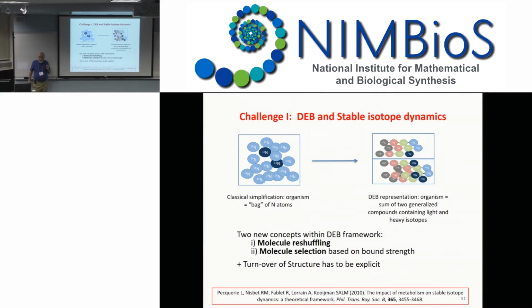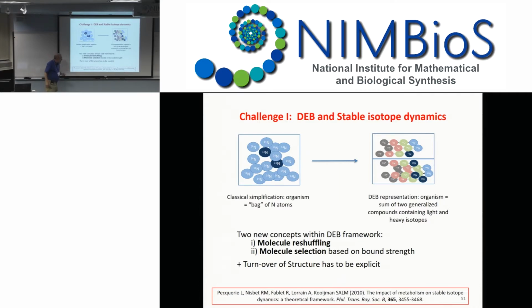That's of course not true. What there really is, is a bunch of small molecules and macromolecules, each containing nitrogen, from which the sampling takes place. And in DEB theory, it would come from these generalized compounds. So DEB theory actually recognizes, or gives us a way to recognize, that stable isotope fractionation and even stable isotope flows are not necessarily described in a way as simplistic as this.